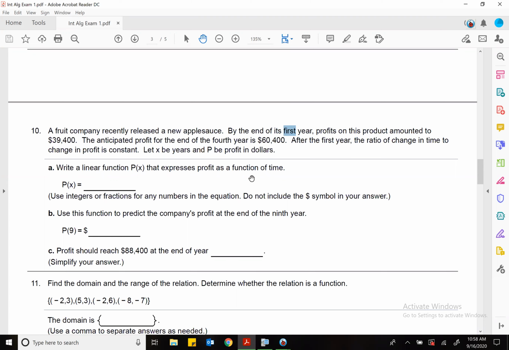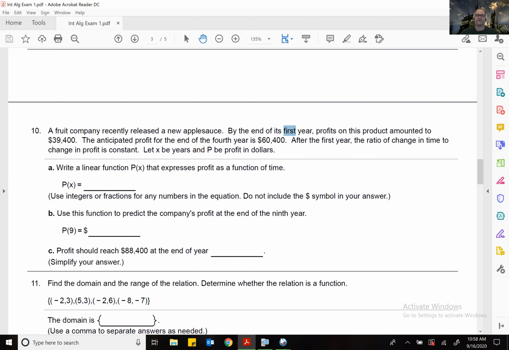60,400, but what's the first? Is that a comma before? Remember, it's a point. It's 2 numbers. What, comma, what? Sorry, say it again. You've got to be louder. 4. So is it 60,400, comma 4, or is it 4, comma 60,400? 4, comma 60,400. There you go.